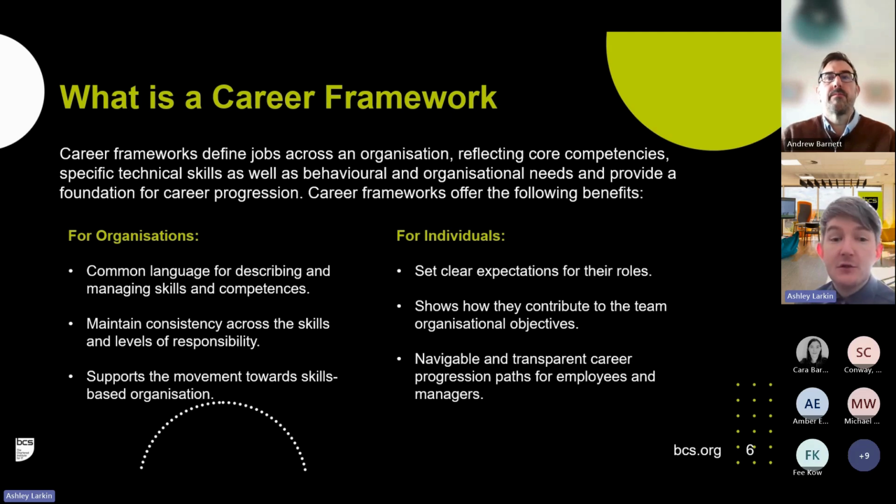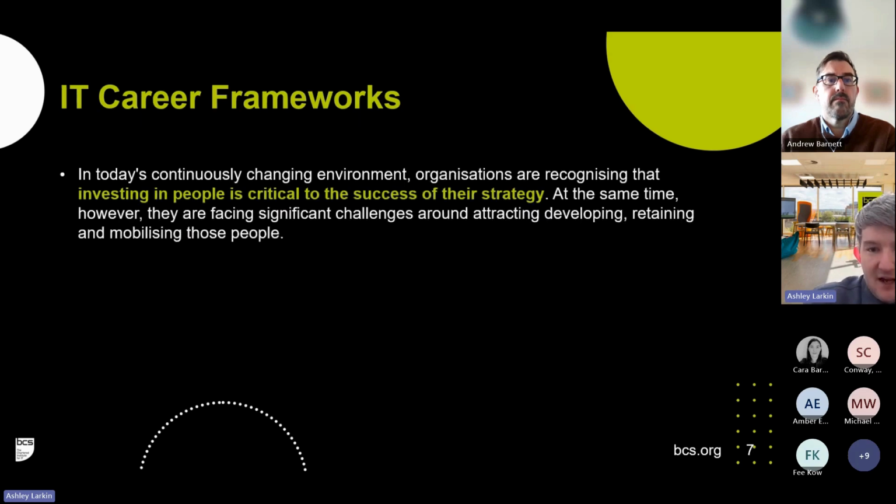And then from the individual point of view, there are clear expectations for roles. So you know that the role you're working in has clear expectations, it is benchmarked against an industry standard, and it has, again, navigable and transparent career progression paths, both for employees and managers. To take that to an IT framework specifically, and we're going to come on to SFIA in a second.